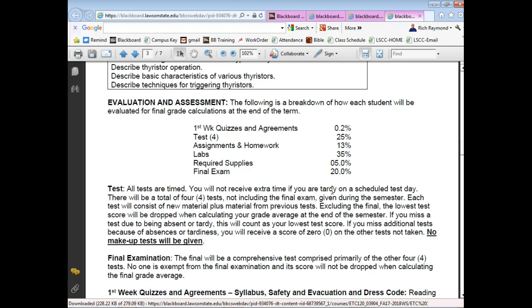But we do understand that things happen. And there might be a class that you might have to miss. Don't take off because you want to. Take off because you have to, right?